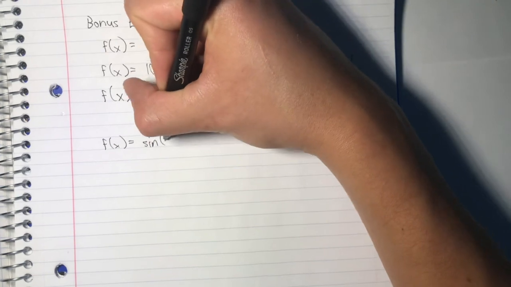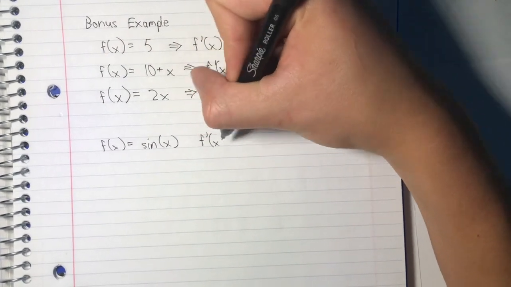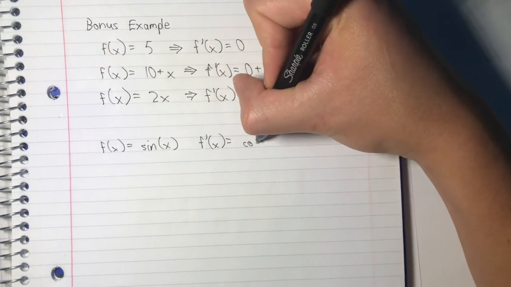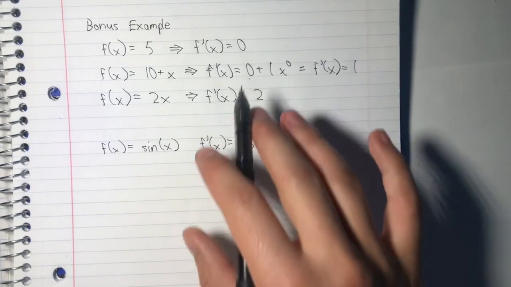F of x equals sine of x. What does sine go to, right? So f prime of x equals cos of x. It's pretty straightforward. It's very similar to all the other problems that we have here.